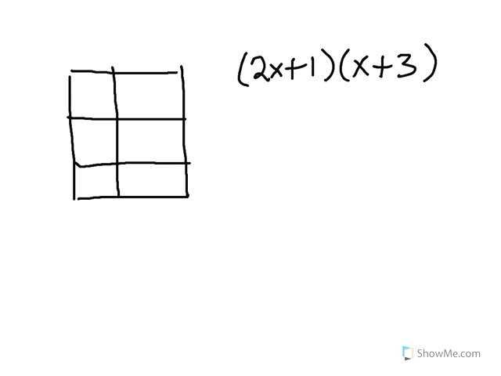I'm going to treat this like the dimensions of a rectangle, and I'm going to say that the base of the rectangle is x plus 3. If this length is x and this length is 3, then the entire length of the rectangle is x plus 3. In the same way, I'm going to divide up the width. This is going to be x, this is going to be x, and this is going to be 1. So this dimension is 2x plus 1.